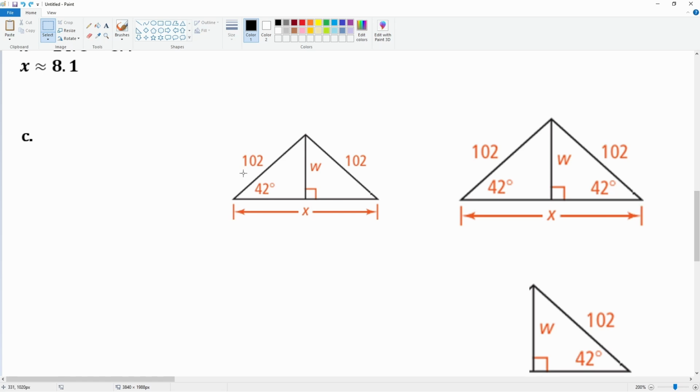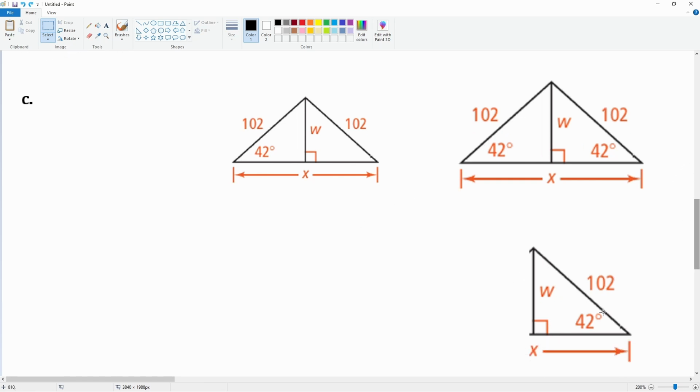Notice that one of the sides is 102, the other side's 102. This makes it an isosceles triangle. Because it is an isosceles triangle, the base angles have to be the same. So the left side is 42, so the right hand side is 42. If you look at it from half of its point of view, it's just a right triangle. Okay, so here I set up sine of 42 because I have its opposite, which is w, and its hypotenuse is 102.